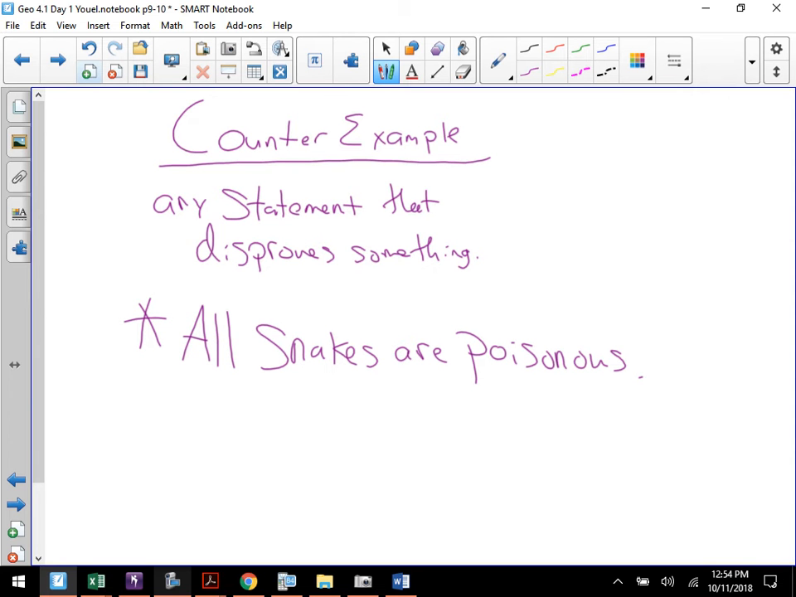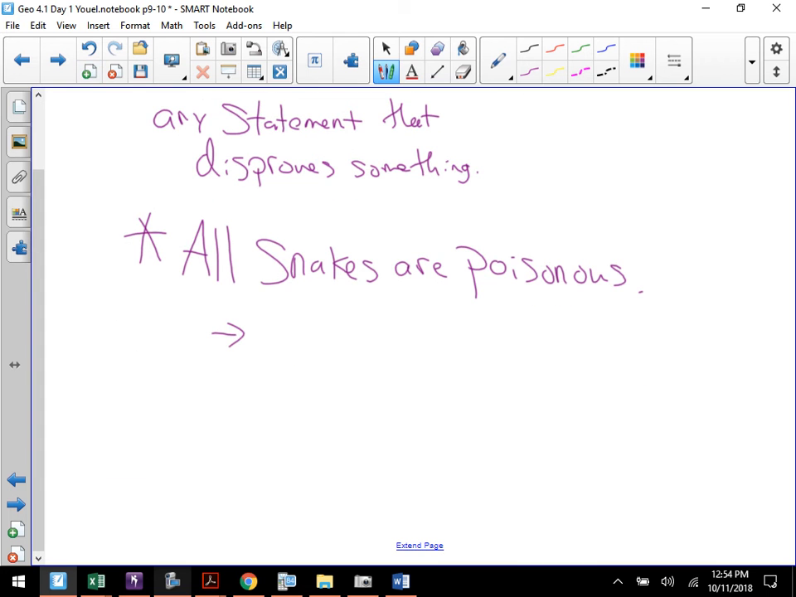I don't know if I spelled poisonous right. Garter snakes, corn snake, yeah. If I say that all snakes are poisonous, you'd say, no, Murphy, you're not right. You're wrong, because here's my counterexample. Garter snake. Corn snake. I totally forgot about that one. Okay, things like that. It's just a quick little counterexample. Anything you can come up with to disprove something.